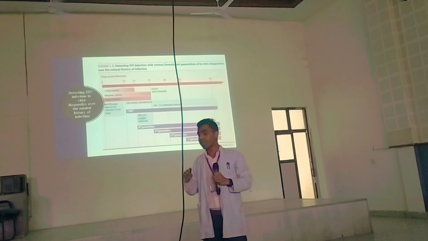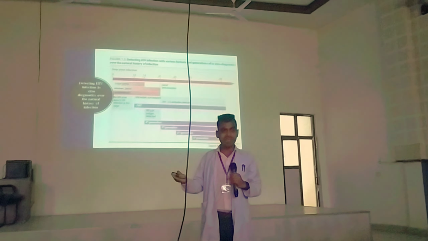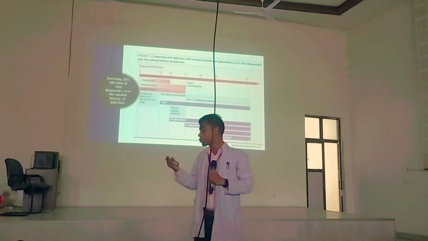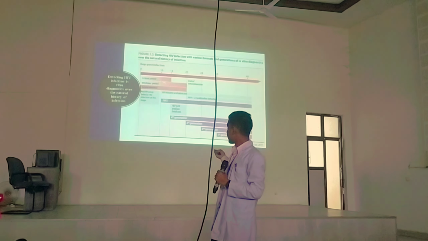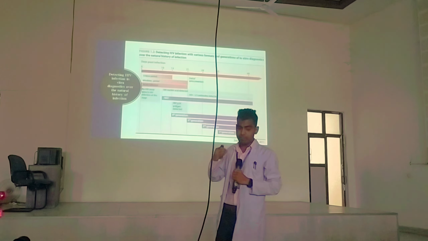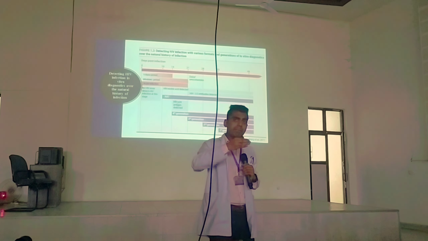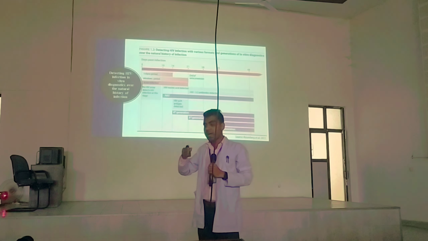So in that condition, we cannot detect the HIV infection through our antibody-based assay or any antigen-based assay. But this will be 10 to 14 days. Then after 10 to 14 days, that is the end of the eclipse period, there will be the appearance of HIV RNA in our serum.